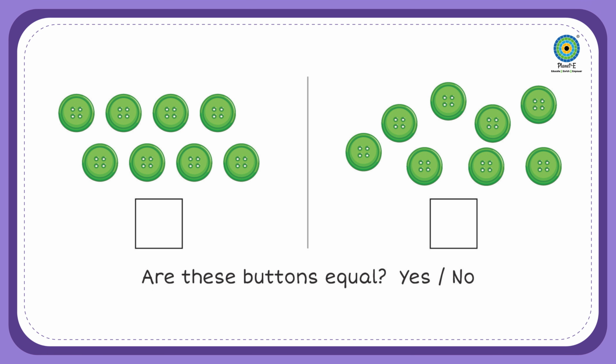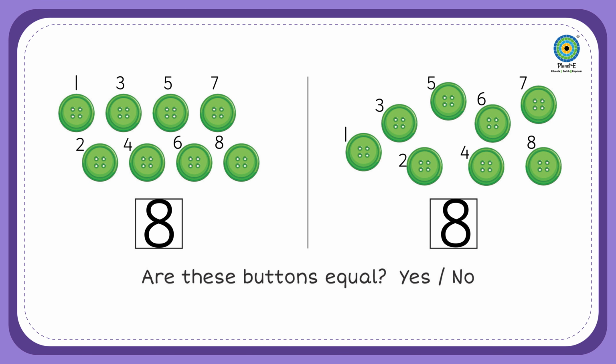Count the buttons. 1, 2, 3, 4, 5, 6, 7, 8. This set has 8 buttons. Let's count the other set. 1, 2, 3, 4, 5, 6, 7, 8. This set also has 8 buttons. Are these buttons equal? Yes.